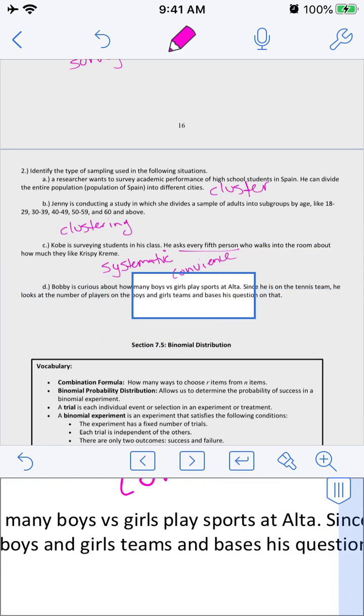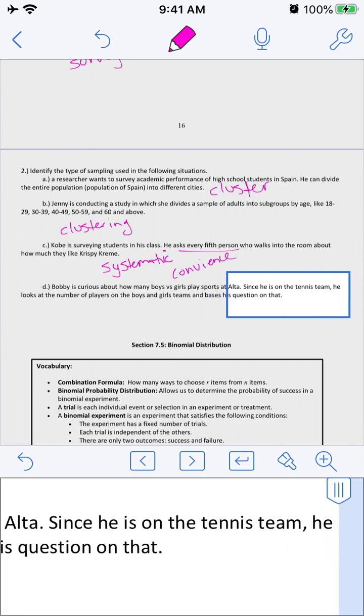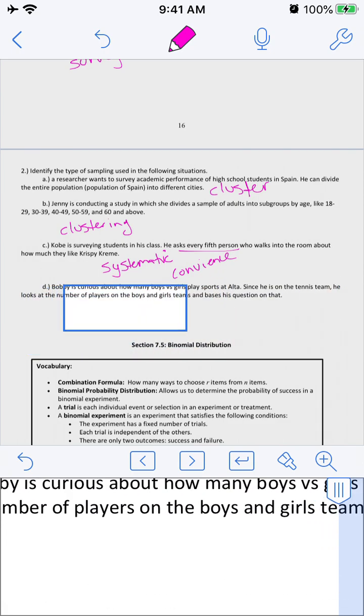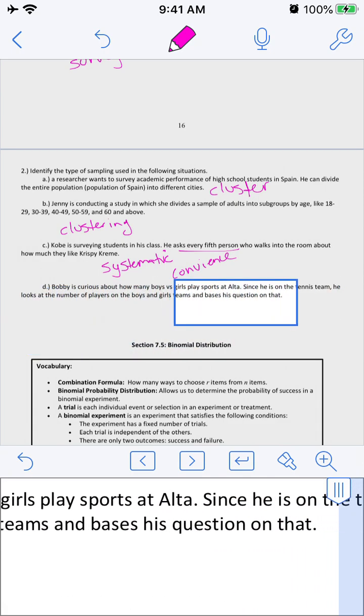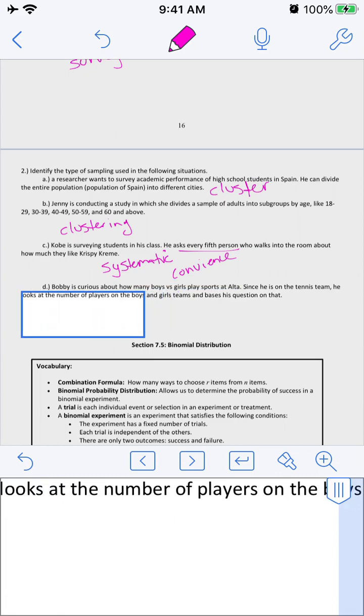Bobby is curious about how many boys versus girls play sports at Alta. Since he's on a tennis team, he looks at the number of players on the boys and the girls teams and then bases his question on that. Okay. Since he is on a tennis team, also leads me to think convenient.